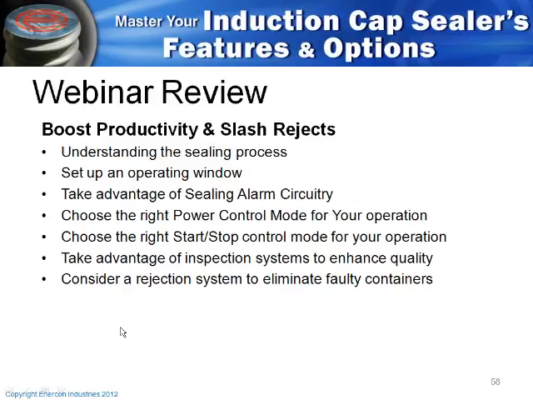You can take advantage of our alarm circuitry that we've built in to know when your sealer dips below your prescribed level. You've got to choose the right power control mode for your operation. This is going to vary from packager to packager, but one of these is right for you. You can also choose how you start and stop the sealer. Again, that's based on your packaging operation. You can take advantage, which it sounds like a lot of you are interested in, of an inspection system to enhance your quality control. Finally, you'll want to pair that inspection system with some sort of container rejection system to eliminate any faulty containers.